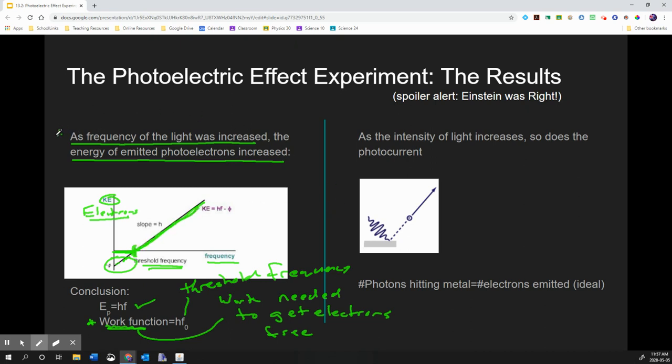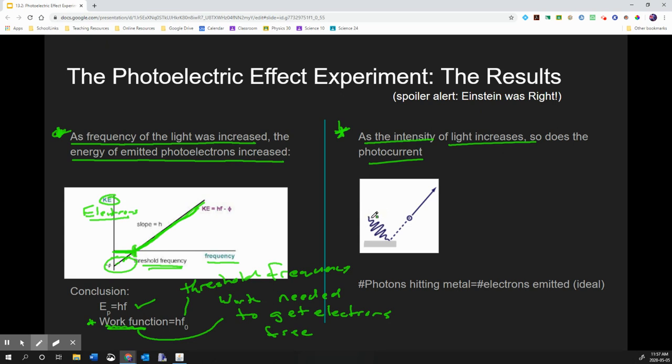So on the one hand, we learned a little bit about the frequency and its relationship to the energy of the photon. And there's some math coming, so we got some equations to deal with. The second big conclusion that's relevant to us is the intensity of the light, as you increase it, so does the photocurrent. And so basically, you can imagine this, and this is what Einstein predicted.